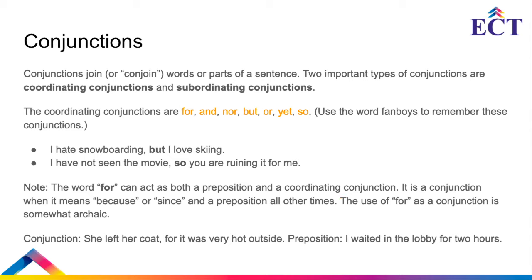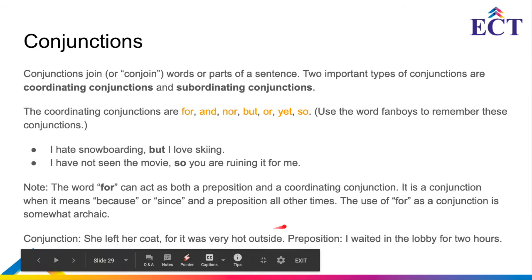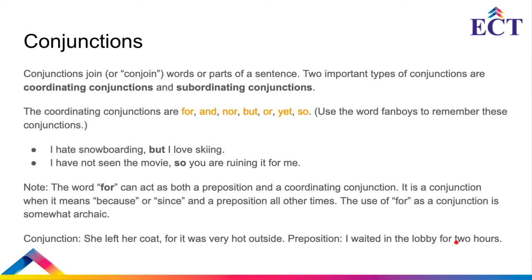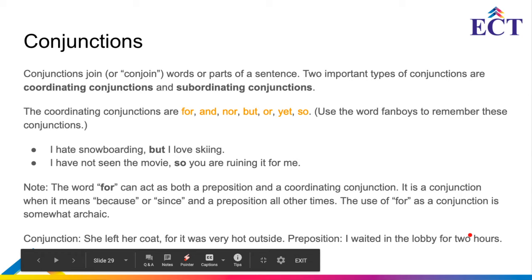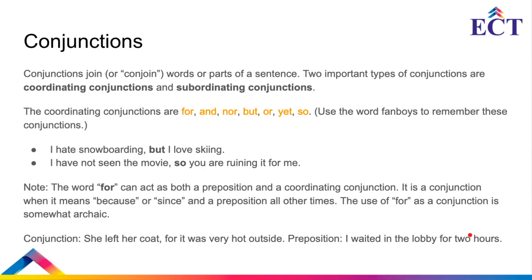Okay, all right. So conjunction: she left her coat, for it was very hot outside. Preposition: I waited in the lobby for 2 hours. So for here, in the first sentence, it is acting as a conjunction. In the second sentence, it is acting as a preposition. So conjunctions are basically used when we connect two words or two parts of a sentence.